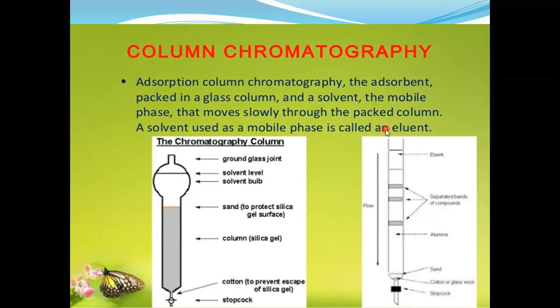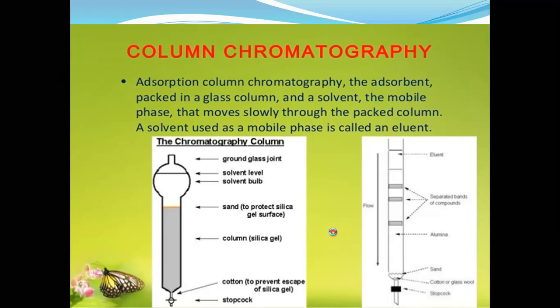Okay, and then what happens? After that, we introduce the solvent, and that solvent is also known as the mobile phase, and it is also called the eluent. So what does eluent mean? It will take out the components.